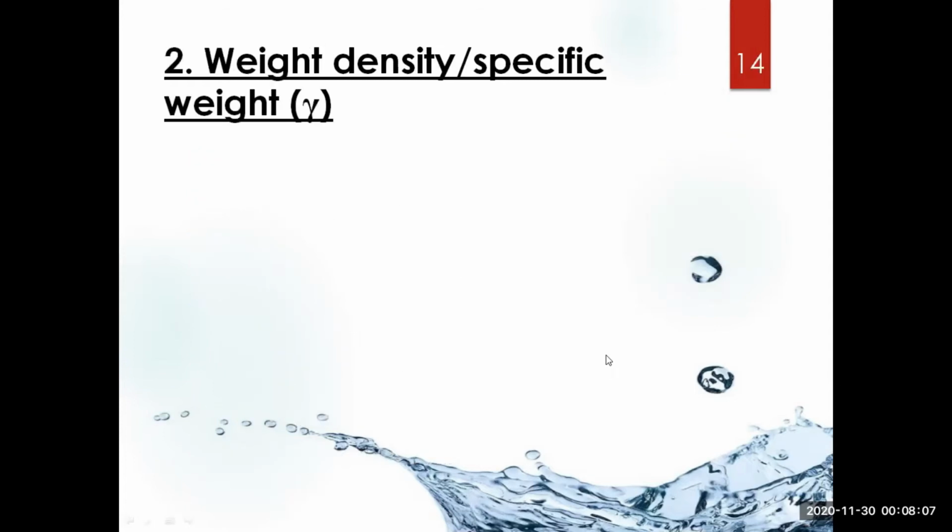So we'll just discuss the second property, that is weight density or specific weight. So first one is mass density, the second one is weight density, which is denoted by the symbol gamma or small w. We can denote it either by gamma or small w. Just as mass density is mass by volume, weight density is weight by volume. It is defined as the ratio of weight per unit volume.